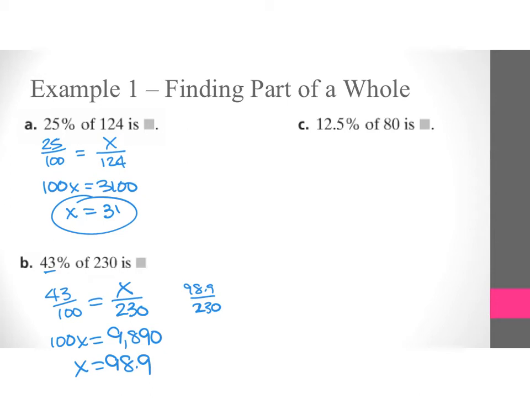And finally, for part C, I have 12.5% of 80 is what? So again, we're going to go 12.5 divided by 100 equals x divided by 80. When we cross multiply, we end up with 100x equals 1,000. And this tells me then that x is equal to 10. So 10 divided by 80 will give me 12.5%.